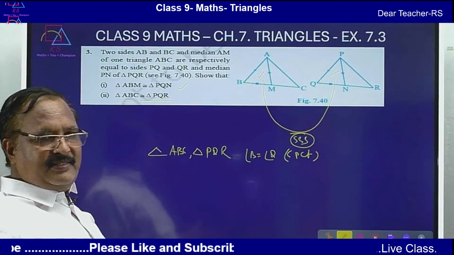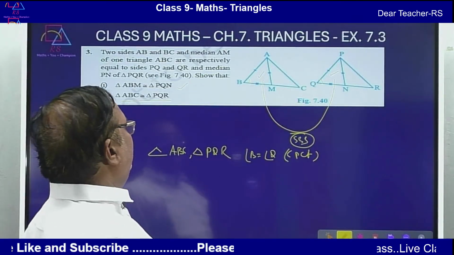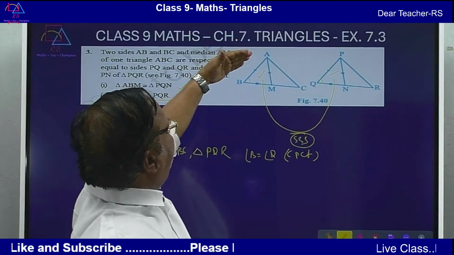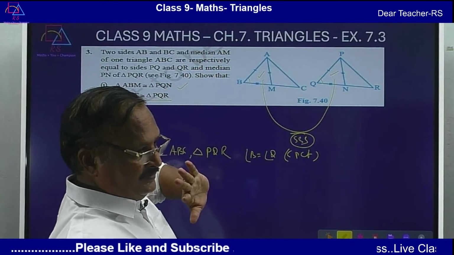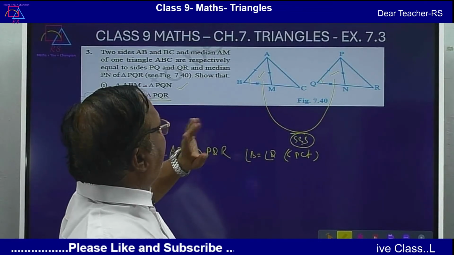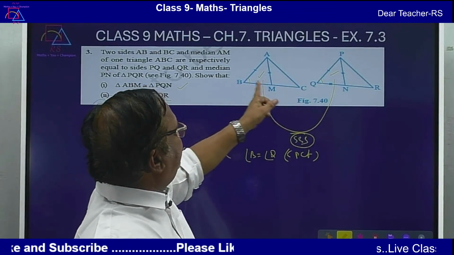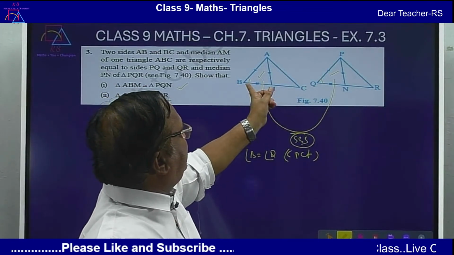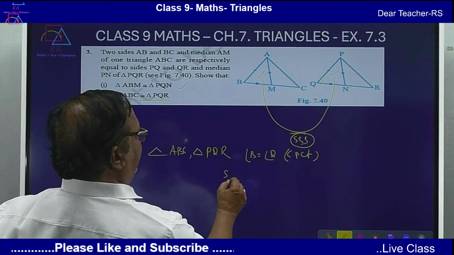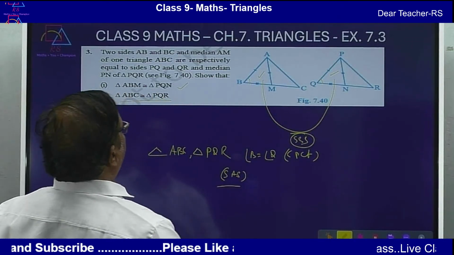If any one is missing, you will not get it. So you have to prove ABC is congruent to PQR. Now AB is equal to PQ. Angle B is equal to angle Q. Right? And because BM is equal to CM, BC is equal to QR. Therefore, by SAS, these two triangles are congruent.